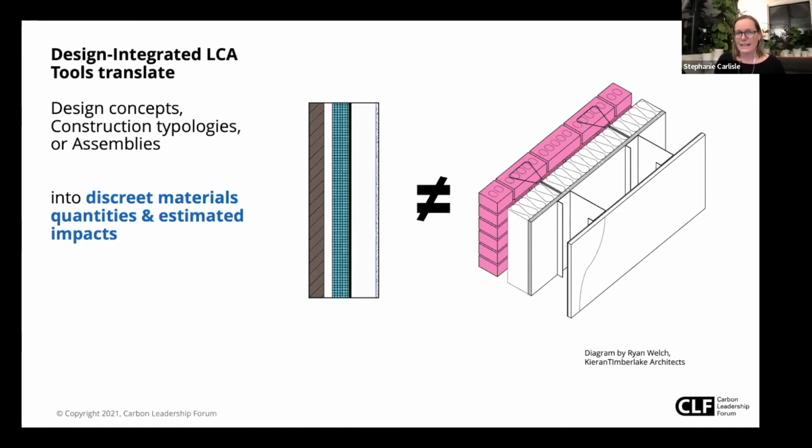And the main point, I think, as I said, is that those tools are really helping to translate whether it's a design concept or a specific construction typology or a really, really bespoke assembly. They're taking the language that we use, the shorthand of how we often communicate design, which is not every single chemical, right? Every single weight of material. And a lot of the work they're doing is translating that design intent or that construction intent into discrete material quantities and estimated impacts.